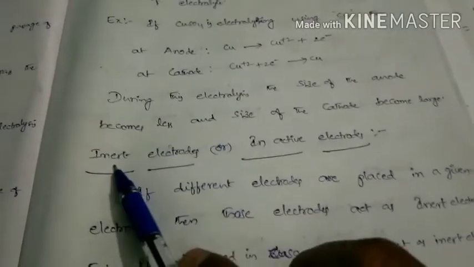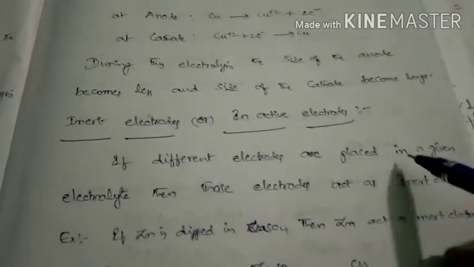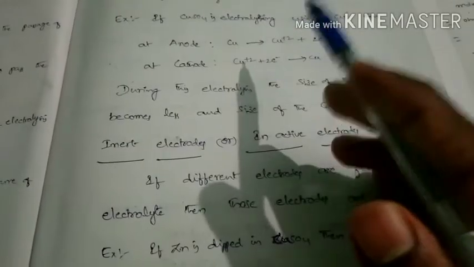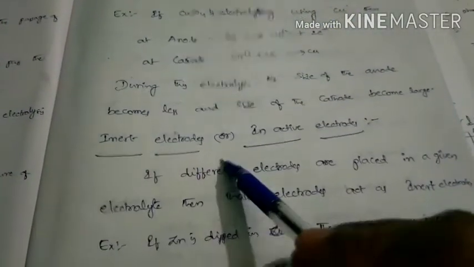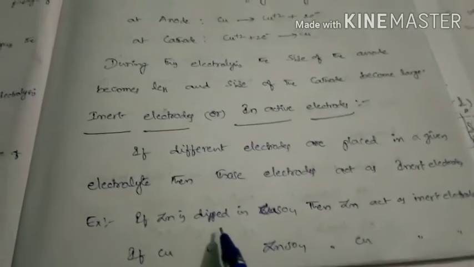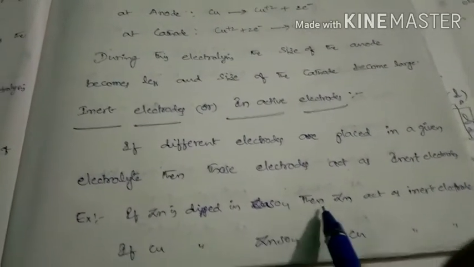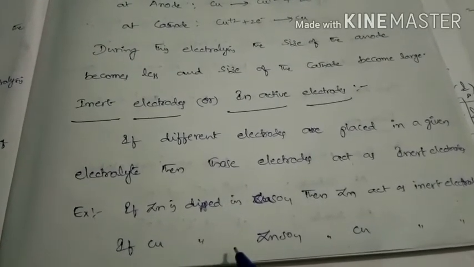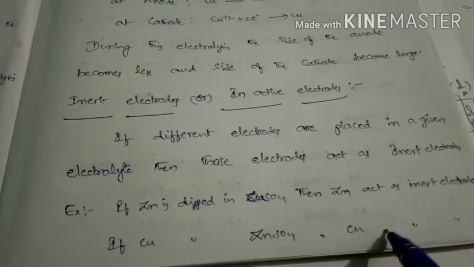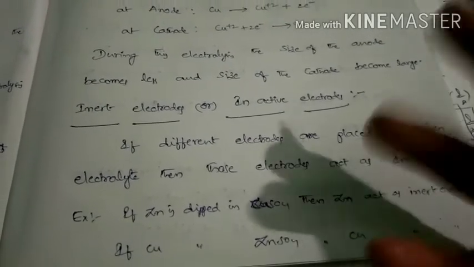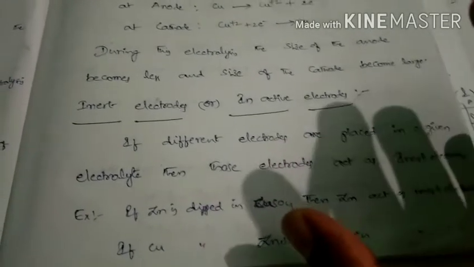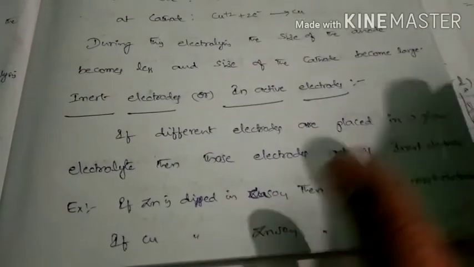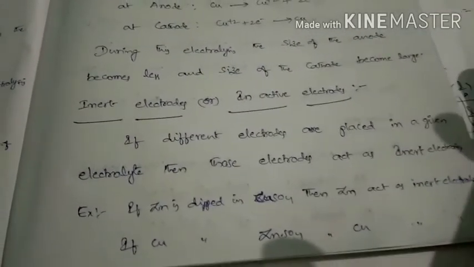Next, inert electrode. Inert means inactive electrode. If electrodes are placed in a different electrolyte solution, those act as inert electrodes. If you understand the definition, the opposite of that becomes this one. If a zinc rod is dipped in CuSO4 solution, then zinc acts as an inert electrode. Similarly, if copper is dipped in ZnSO4 solution, then copper acts as an inert electrode. There are so many examples. If a platinum electrode is dipped in aqueous NaCl solution, then the platinum rod acts as an inert electrode.